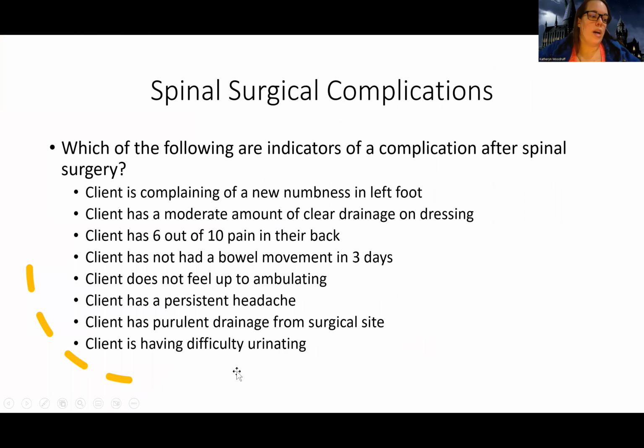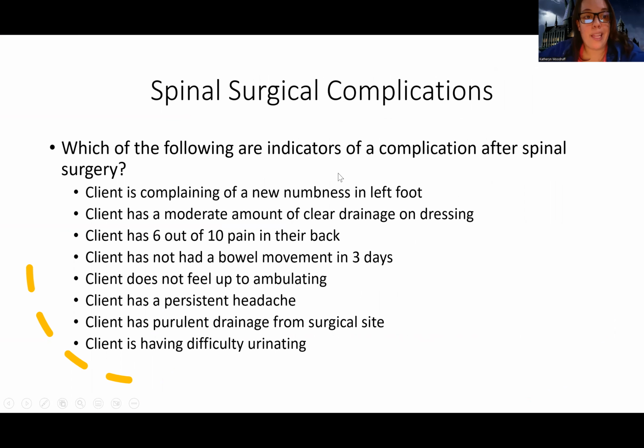So let's do, because we still need to go into nursing. Oh, 1 second, sorry. Suri's trying to get all angry at me. We still need to go into nursing interventions for when they have spinal surgery.